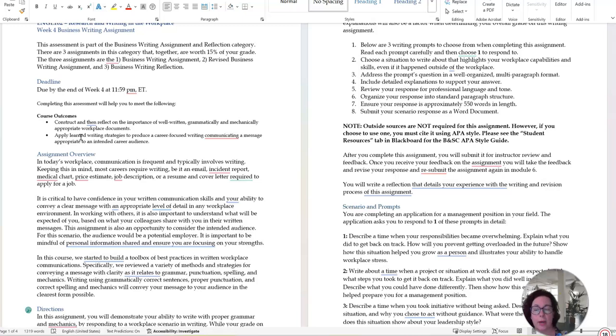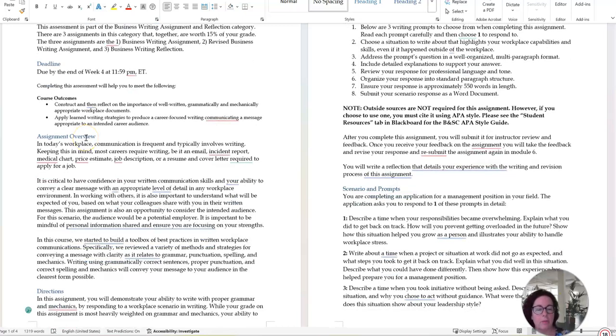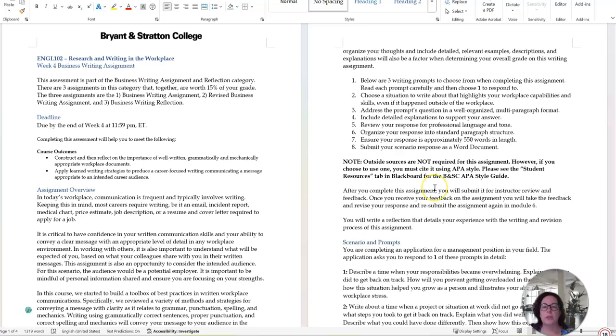Start thinking about what you want to write about. Start brainstorming some of the topics and how you're going to discuss it. All right. Because it's going to be a workplace scenario, but you're also going to be applying what you're learning as far as grammar and mechanics. Okay. So there are 3 writing prompts that you're going to choose from. You're going to choose a situation that highlights your workplace capabilities and skills, even if it happened to be outside of the workplace. You're going to address the prompt's question in a well-organized multi-paragraph format.